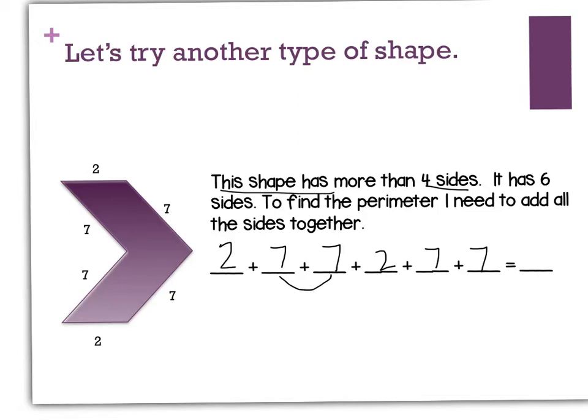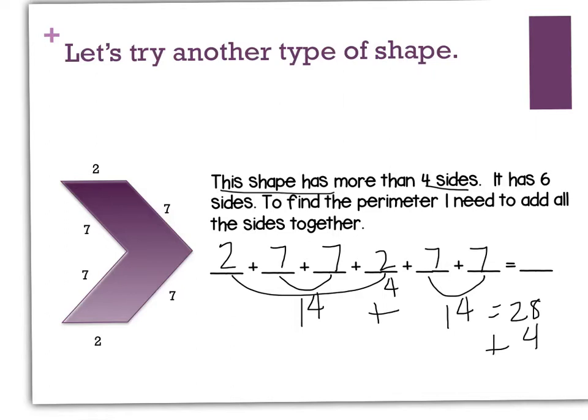I'm going to group these two together, 14. These two together, 14, and then I can add those, and that's equal to 28. Then I can add 2 and 2 together, which is 4, and I can add 4 to my 28, and I get an answer of 32. So this shape has a perimeter of 32.